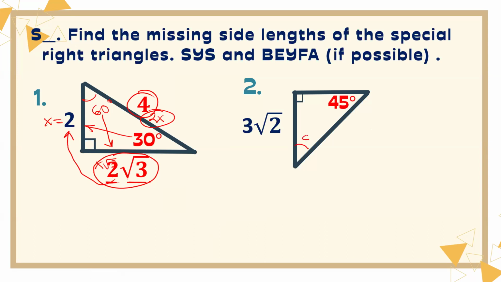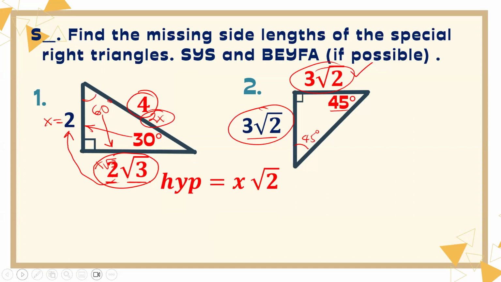We now have a 45, 45, 90 right triangle. The length of one leg is 3 square root of 2. What do you think is the length of the other leg? Because the angles are congruent, the legs should also be congruent. Therefore, it should also be 3 square root of 2. What about the length of the hypotenuse? So the length of the hypotenuse is x square root of 2. So our x is 3 square root of 2.